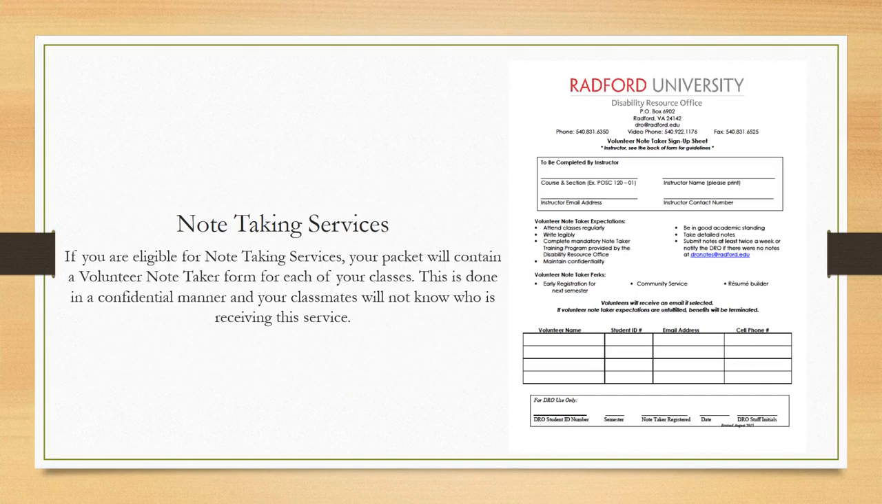If you are eligible for note-taking services, your packet will contain a volunteer note-taker form for each of your classes. Be sure your student ID is printed at the bottom of each form. Give the note-taker form to each of your professors for each class in which you wish to receive notes. Your professor should notify the class of the opportunity to volunteer and then return the form to Cass. This is done in a confidential manner, and your classmates will not know who is receiving the service.